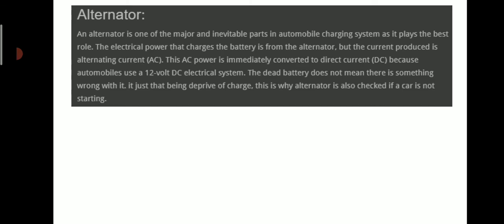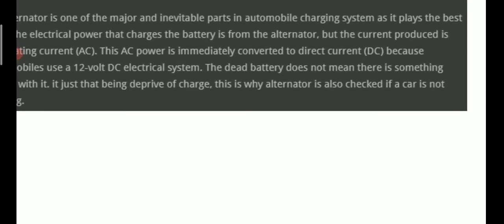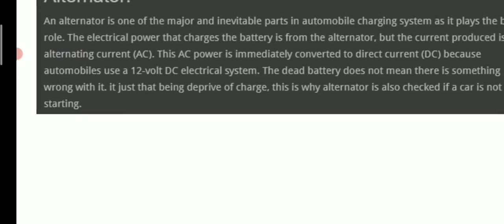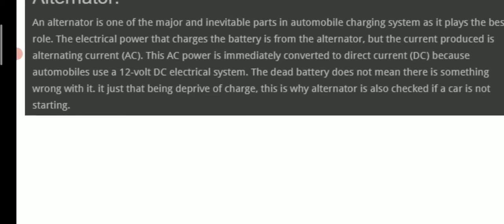A dead battery does not mean there is something wrong with it. It is just being deprived of charge. This is why the alternator is also checked if a car is not starting.